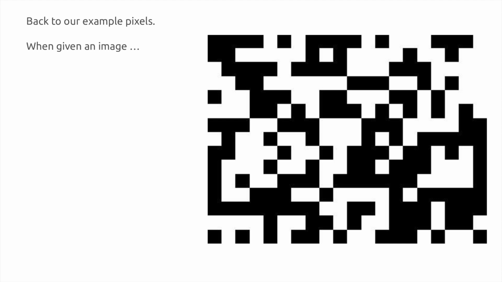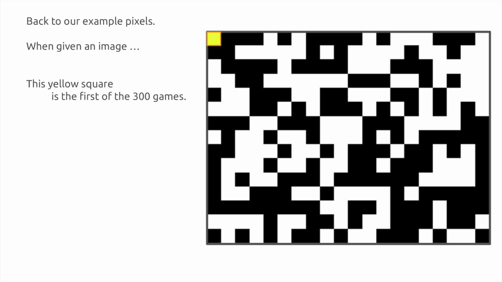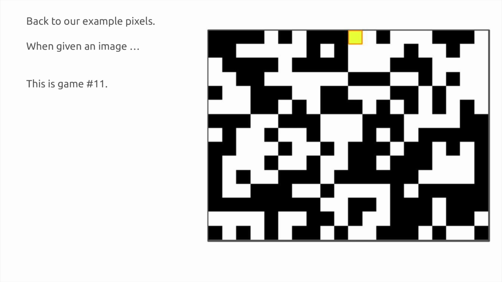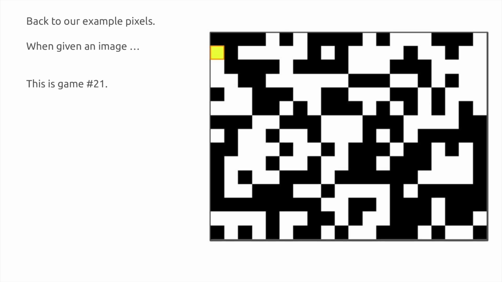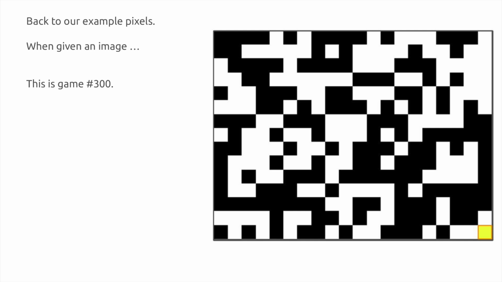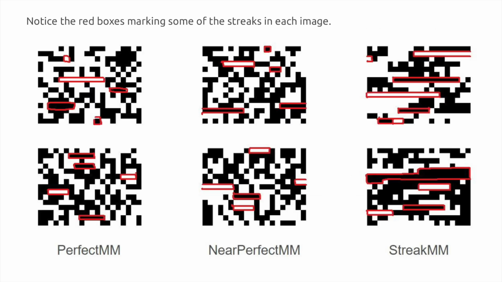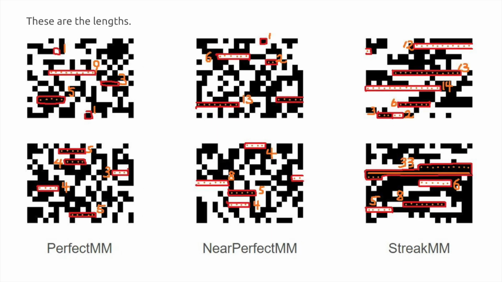When given an image, this yellow square is the first of the 300 games. This is game number 11, game number 21, and the last game, game number 300. Notice the red boxes marking some of the streaks in each image. The streaks from Streak MM seem to be longer. Well, these are the lengths.